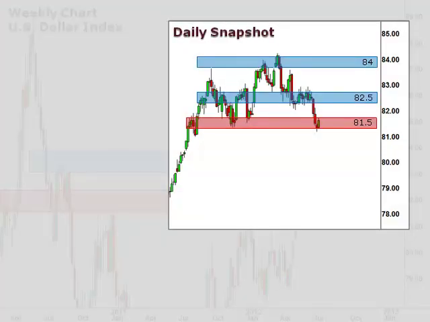Let's take a quick look at the daily snapshot. Well, the daily chart reflects this short-term support level at 81.5 and the short-term overhead resistance at 82.5. However, once again, we are very cautious of this weekend's symposium.